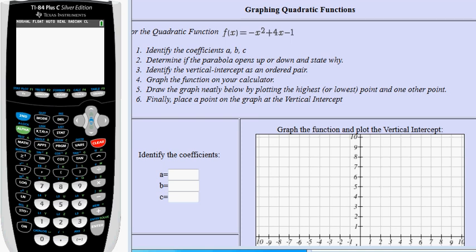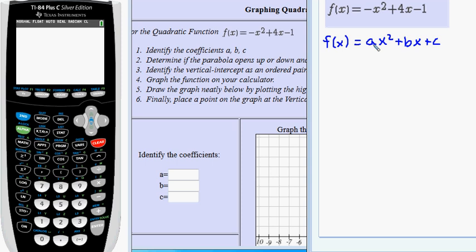In this problem, we're given a quadratic function f of x, and we are to graph it first by supplying answers to several questions. The first question is to identify the coefficients a, b, and c. So if you look at a quadratic equation in general, they can be written as ax squared plus bx plus c, meaning that the definition of a is the coefficient on the x squared.